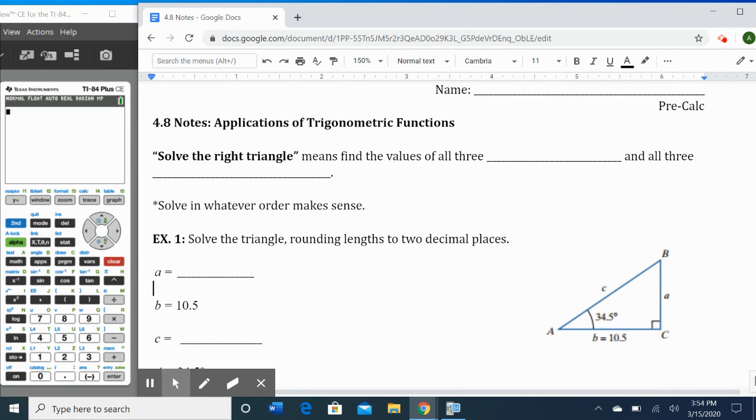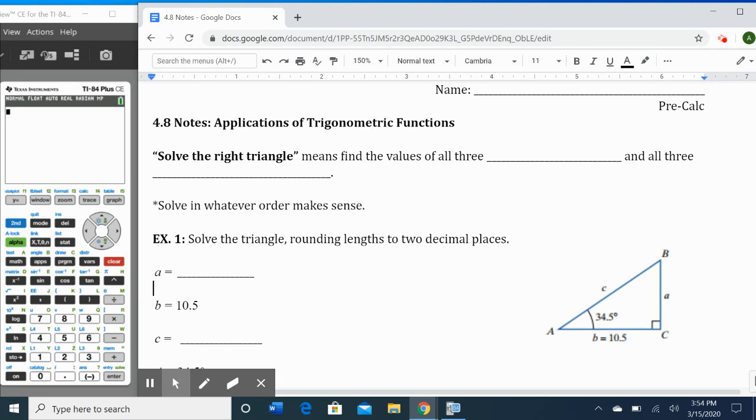This is part 1 of the 4.8 notes. We're going to go through example 1, and that is going to help me do problems 1 and 2 on the online homework for 4.8. I encourage you to print out this document or just take notes on your own paper so that way you can go back and look at your own notes as opposed to having to watch this video again.